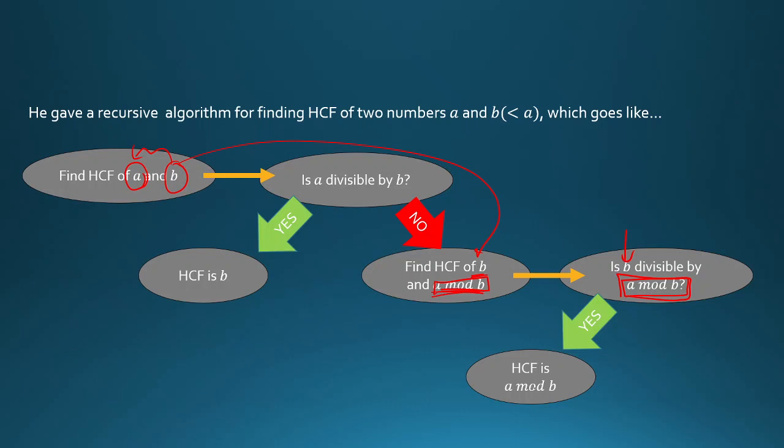If yes, then the smaller number A mod B is the HCF. If no, then you can go on and proceed recursively, the same step.